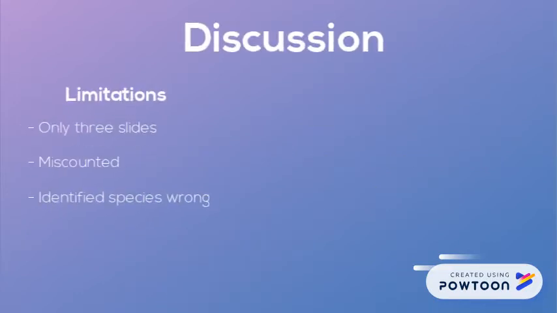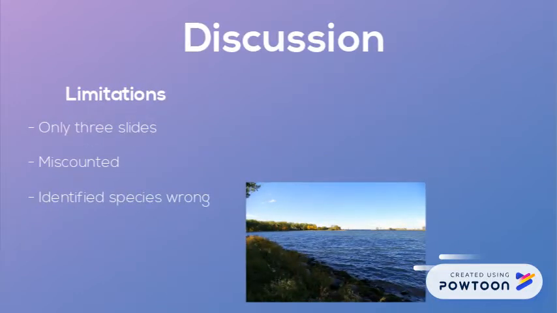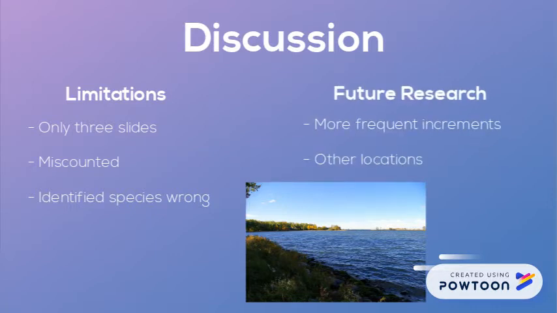Some limitations that our research has were that we only had 3 slides and a 143 centimeter core. We also may have miscounted our slides or identified the wrong species. Future research: we or other researchers would like to look at more frequent increments of the core to more accurately see how Miller's Bay has changed.